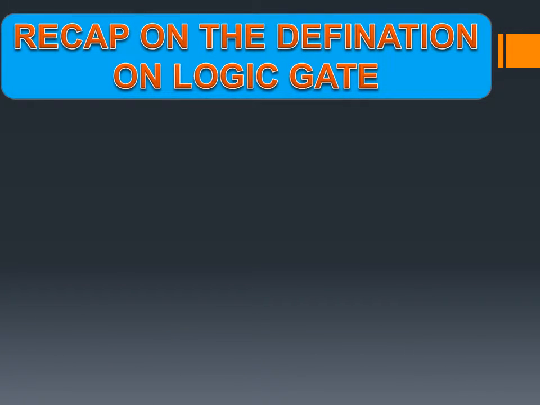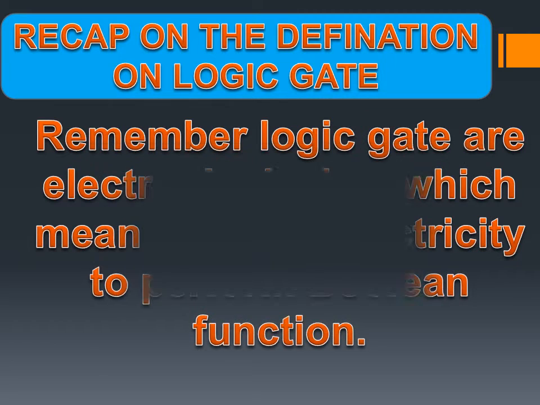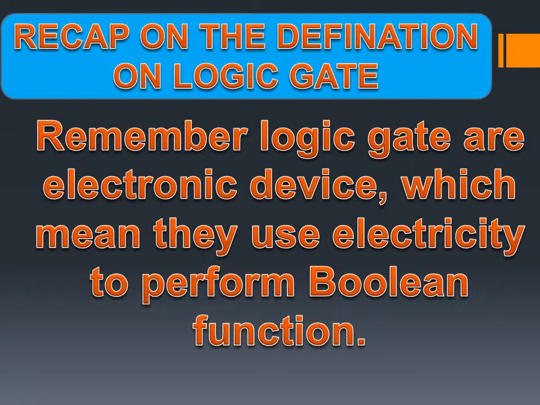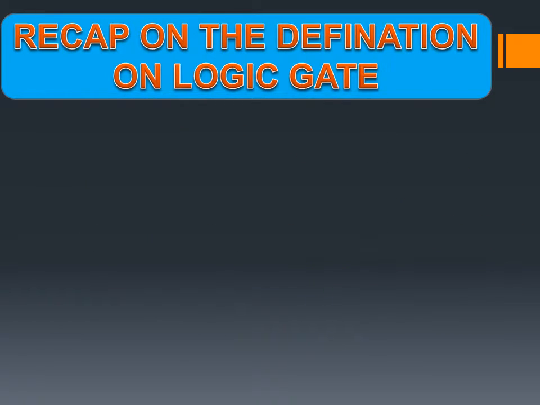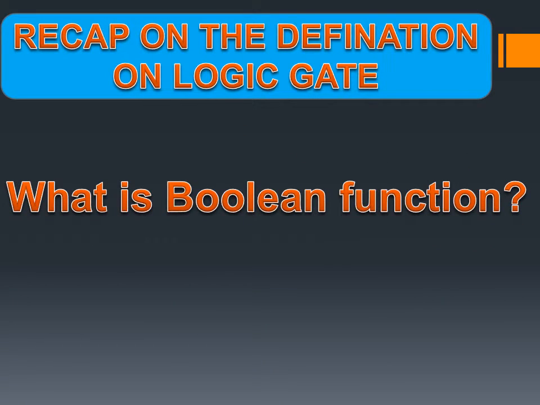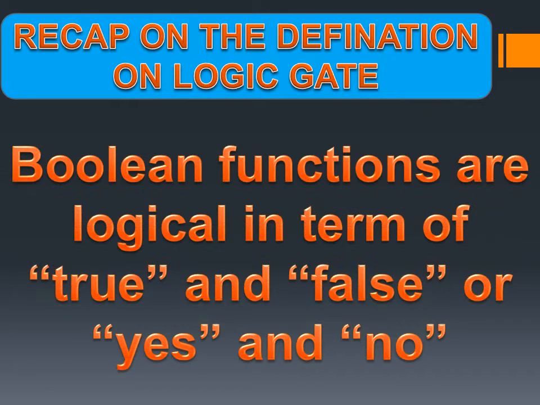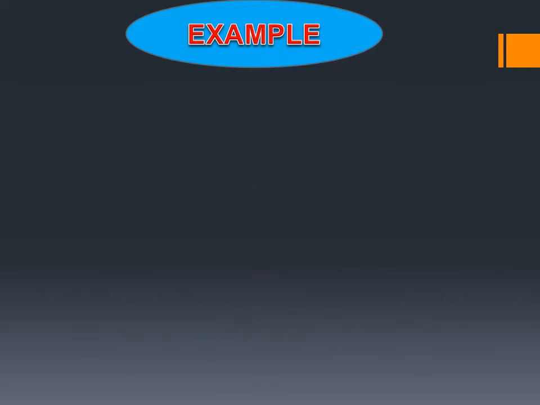Let's recap the definition of logic gates. Remember, logic gates are electronic devices, which means they use electricity to perform Boolean functions. But what are Boolean functions? Boolean functions are logical in terms of true and false, or when we talk about yes or no. I know you still don't get it, but don't be confused.